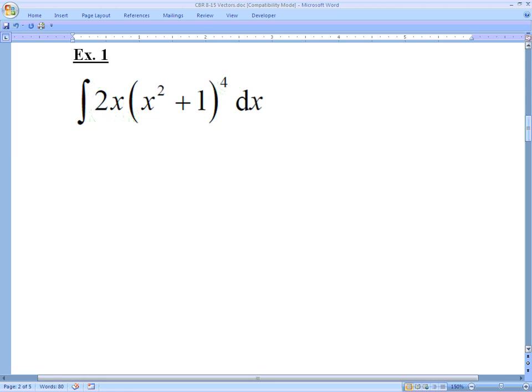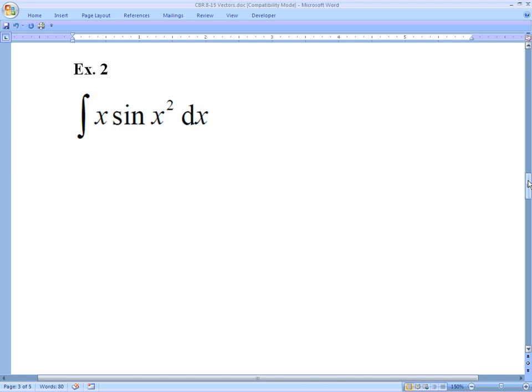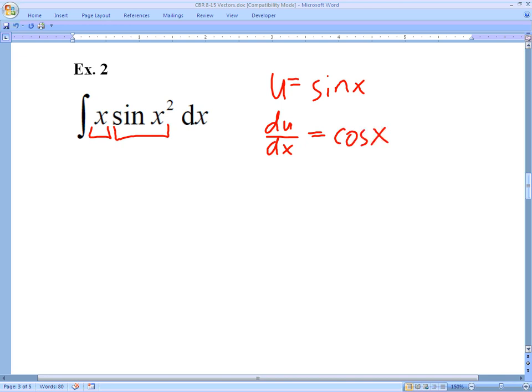Let's do one or two more. Once again, we see there are two parts to our function getting multiplied together. One of them is slightly more complicated than the other, and that's usually a good indication it involves our u. So we have sine of x getting squared, so I'm going to let my u become sine of x. Then my derivative of u in terms of x is going to be cosine of x.